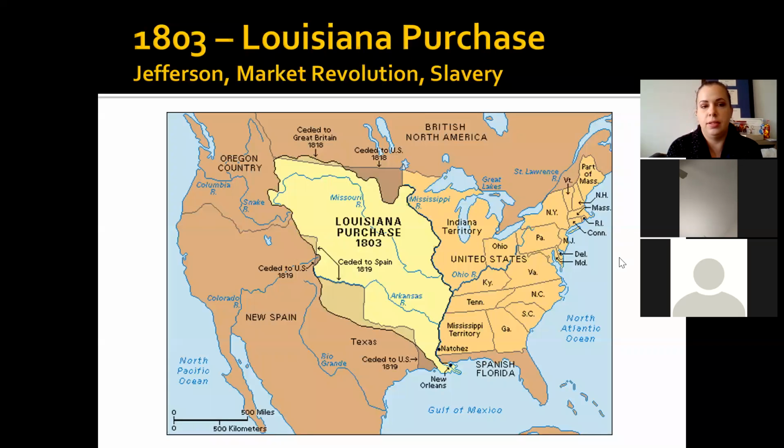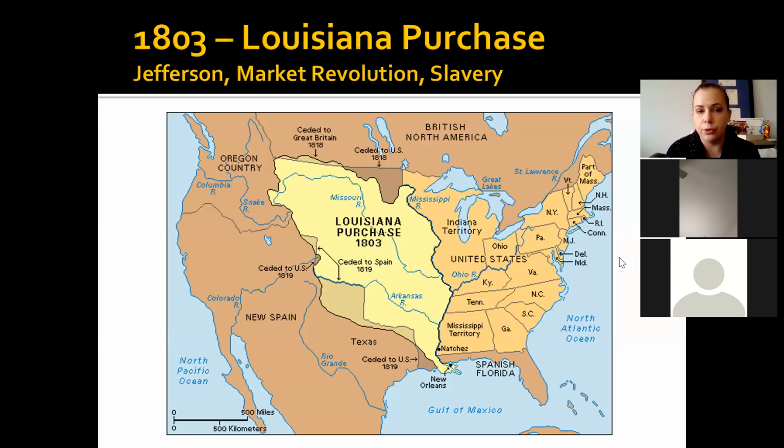And the way that he does this to ensure this agrarian vision can come true is the Louisiana Purchase. The Louisiana Purchase, we bought the Louisiana Territory from France, Napoleon, and he sees all of this land as a way to help expand American farming and American plantations. However, there is another part of the country that is going against this vision through the Market Revolution.